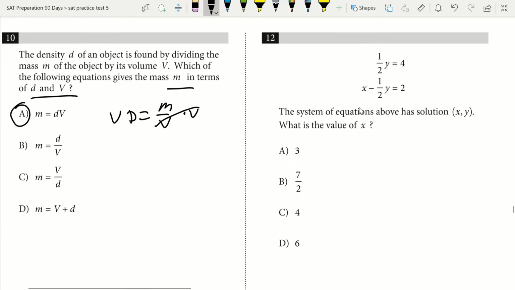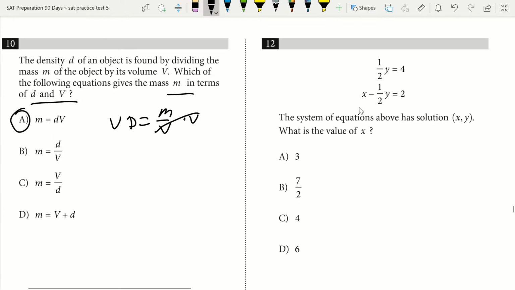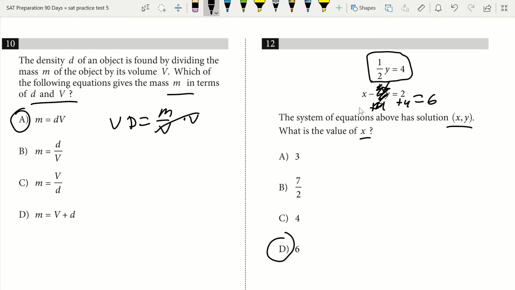Now I've got number 12. The system of equations above has a solution x, y. What's the value of x? Okay, well I don't have to double anything. I see I have half y equals 4. I just plug in 4 for this half y, so I have x minus 4. So x minus 4 equals 2. That means I've got to add 4 to each side. I see x is going to equal 6. So the value of x is going to be 6, which is answer choice D for number 12.